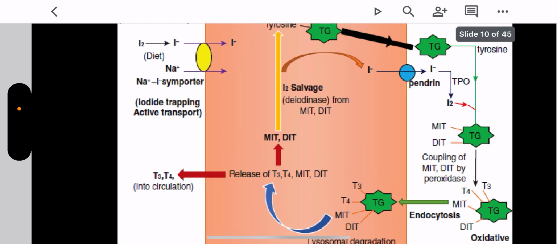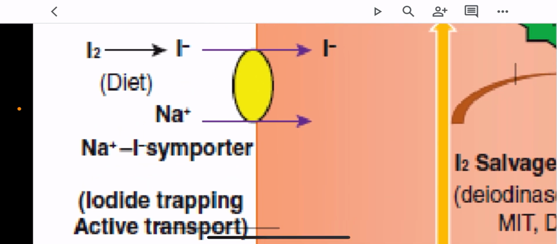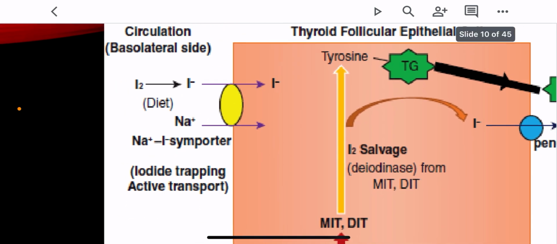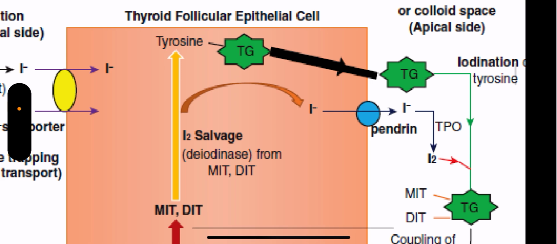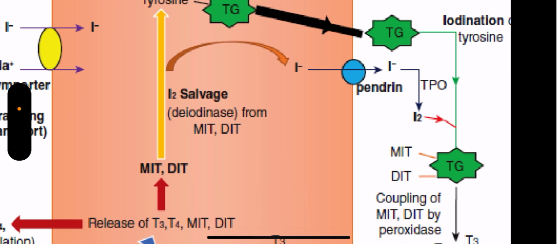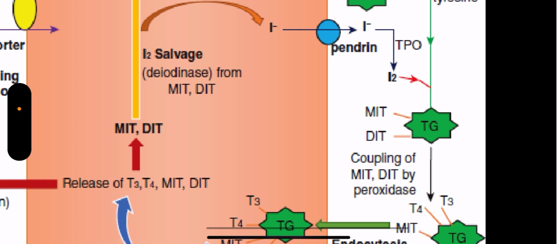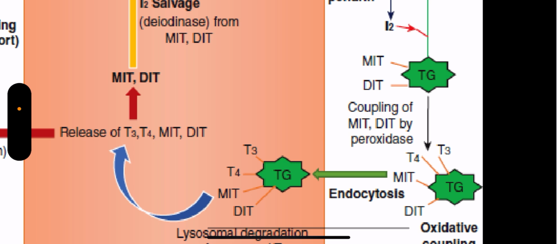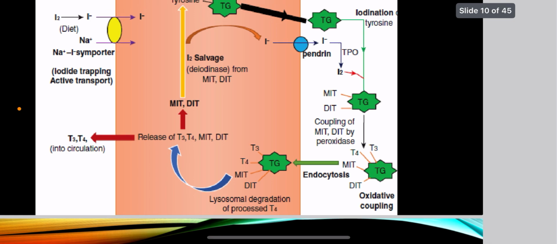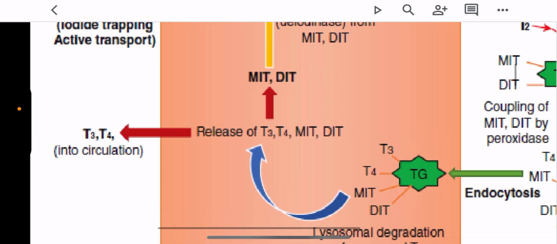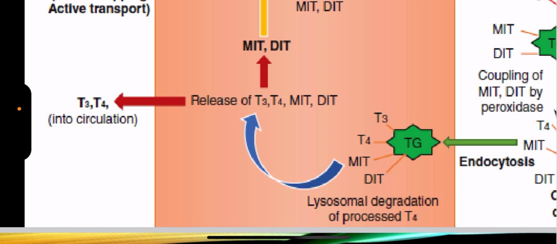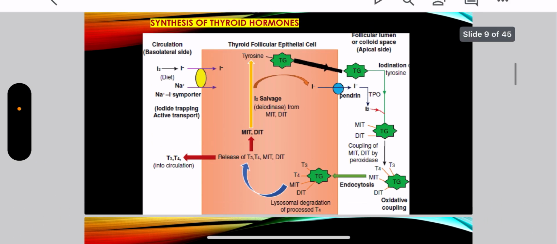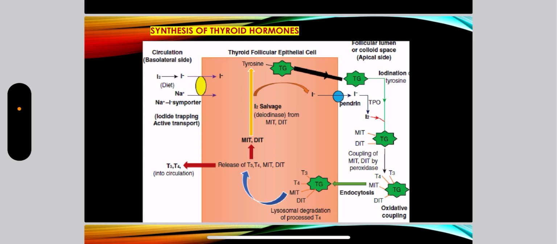Okay, I'll revise it again. Iodide enters inside the epithelial cell. From the epithelial cell, it enters towards the follicle. It is formed into iodine with the help of thyroid peroxidase. There is formation of monoiodotyrosine, diiodotyrosine. They undergo coupling reaction, and there is formation of T3, T4. Once these are formed, they will enter by endocytosis inside the epithelial cell. They will undergo lysosomal degradation. T3, T4 will be released into circulation, and MIT, DIT will be used in the process of synthesis of thyroid hormones again, and the cycle will continue.